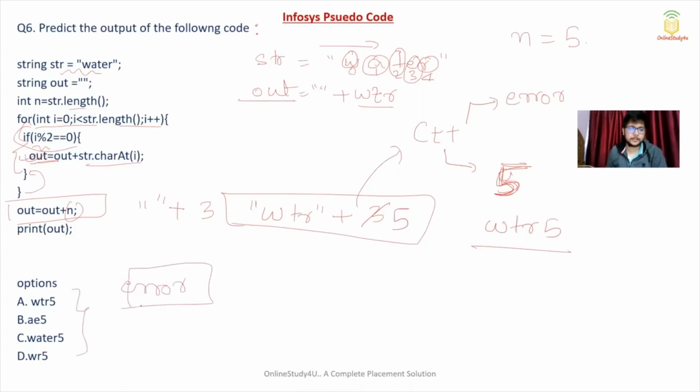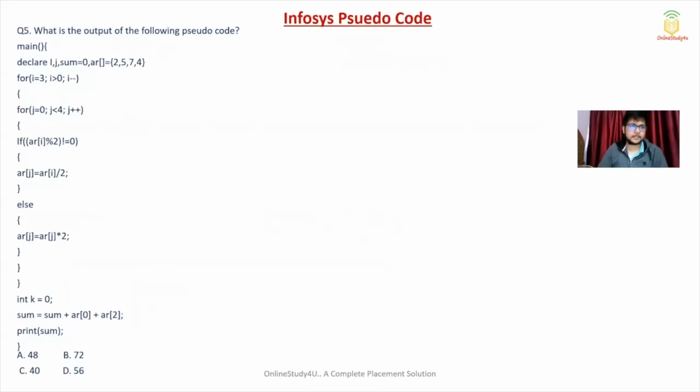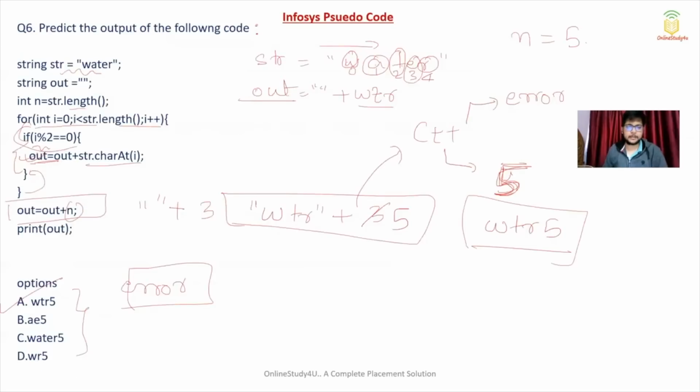Error is not an option here. So the best possible case in this scenario is WTR5, that is A. It is a bit ambiguous from Infosys that they have given two types of questions, where in one question the possible answer is error as well, but in the last one there is no such option. It is language specific, but because it is using str.charAt, I am assuming they are giving the code in Java, because this is used in Java.